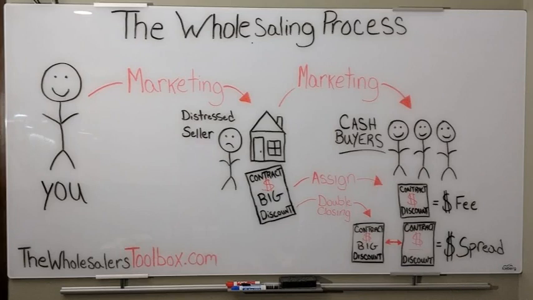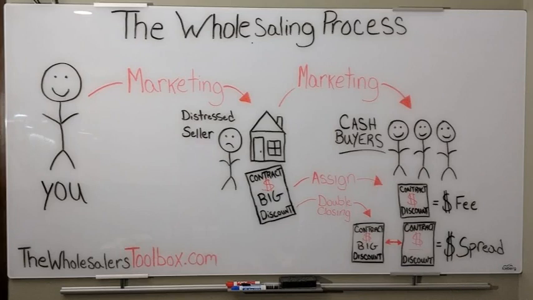You can't go put a property under contract and list it for sale on Craigslist or on Zillow or anywhere else on the internet because it's not legal. Legally, you can't sell a property or advertise a property that you don't own, plain and simple. So what real estate wholesaling is, is selling your interest in a contract.